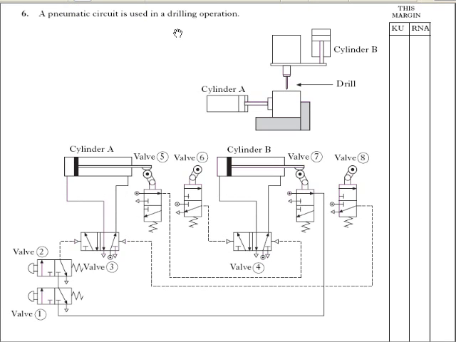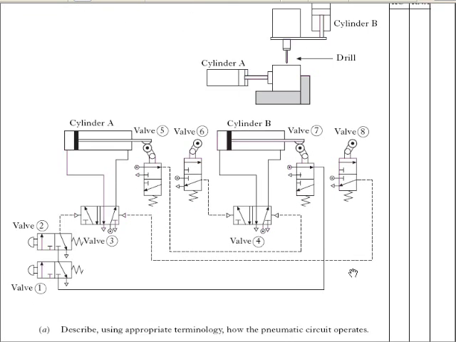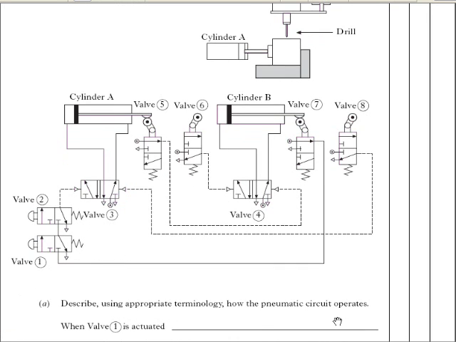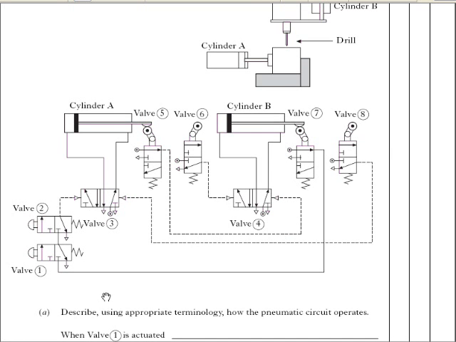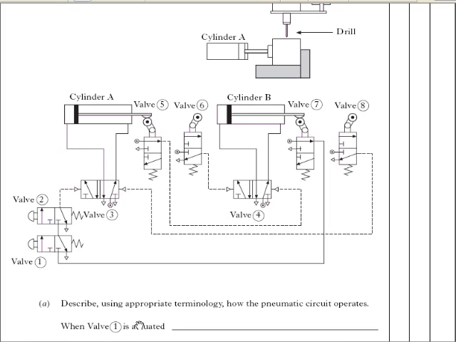Pneumatic circuit is used in a drilling operation. So here is the circuit here. Describe, using appropriate terminology, how the pneumatic circuit operates. Right, and it's given you a starting point. So when valve 1 is operated, right, so there's valve 1 there. We'll assume that cylinder B is pressed on valve 7, so that means the air is coming down through valve 1 and it's already there waiting to get to valve 2.